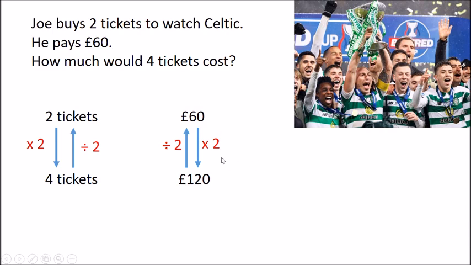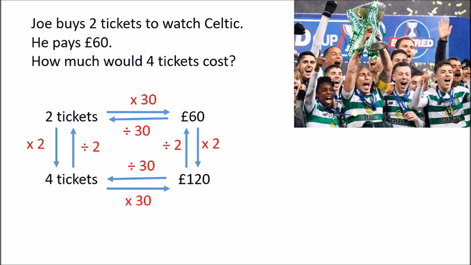It's not just up and down in this model that this consistent relationship works. Think about it from left to right. To get from 2 to 60, I have multiplied by 30. To get from 4 to 120, I've also multiplied by 30. Notice that these values are the same. If I do this backwards, so from right to left, I'm dividing by 30.